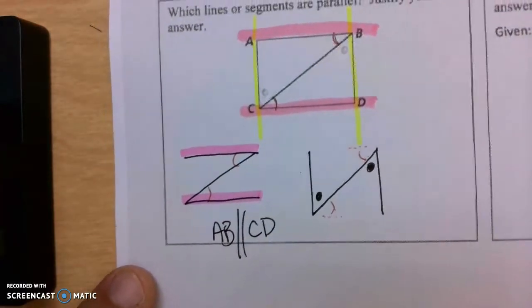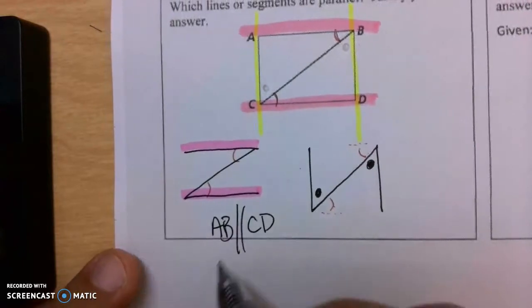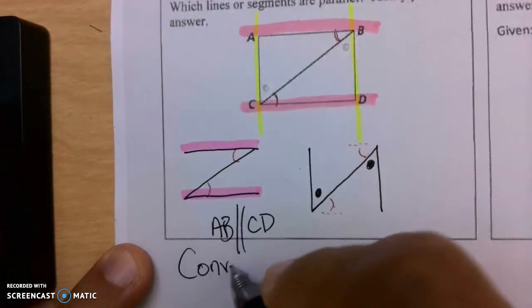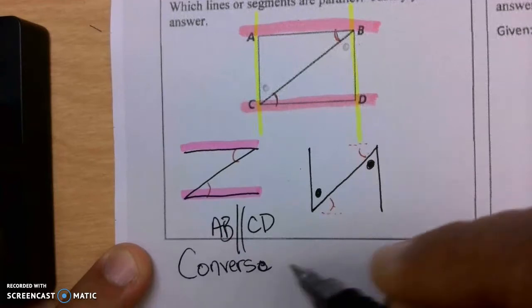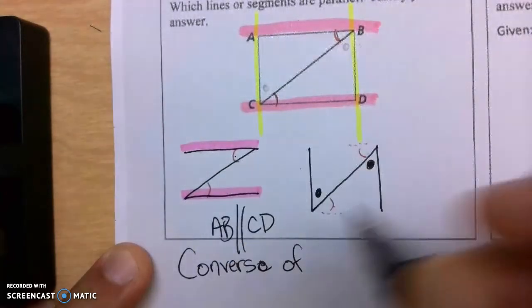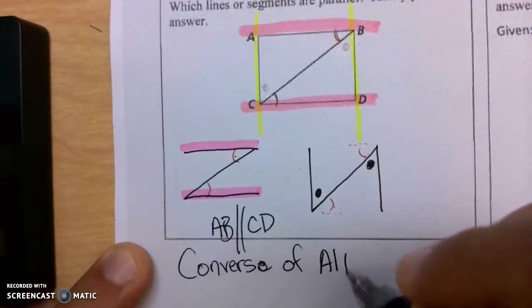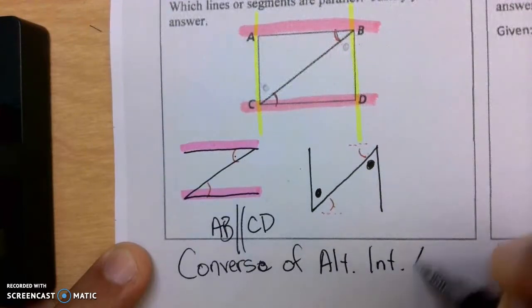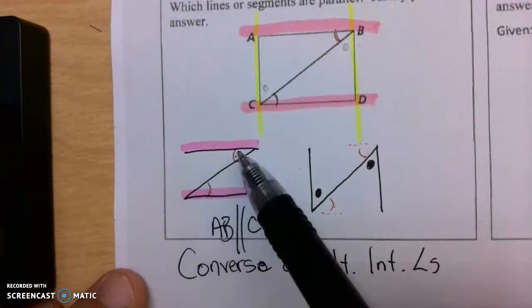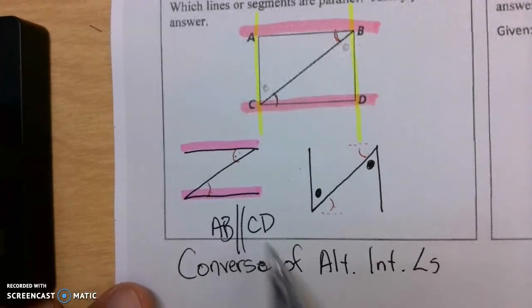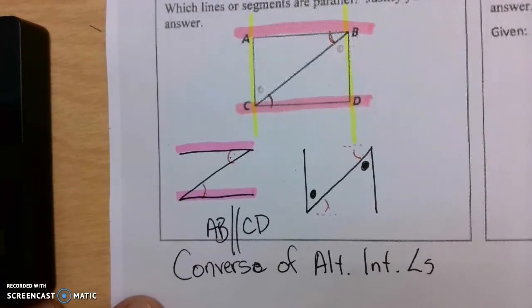And then they want you to justify your answer. So you're going to say this is the converse of alternate interior angles. If angles are equal, then the pink lines are parallel. That's what the converse of alternate interior angles means.